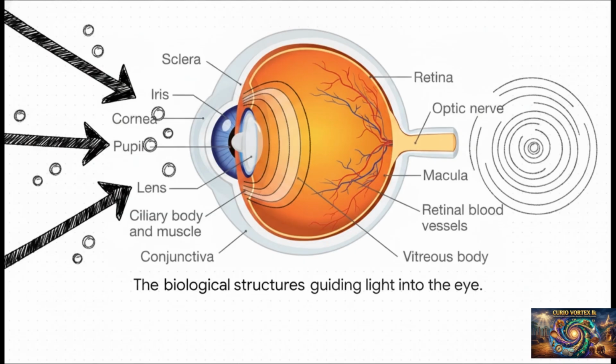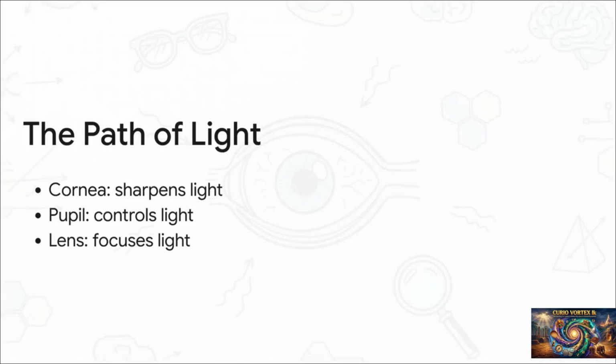From the outside world, passing through the front window, all the way back into the deep spherical structure of the eyeball. It's a perfectly organized funnel designed to capture and focus light. Let's break down that rapid flight.